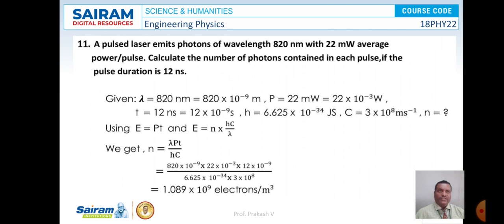So we know that N is equal to lambda Pt by hc. This is derived from the equations E is equal to Pt and E is equal to N into hc by lambda. So the value of N can be written as lambda Pt by hc. By substituting the values of lambda, P, t, h and c here, the value of N will be calculated as 1.089 into 10 to the power 9. So that is the number of photons contained in each pulse, 1.089 into 10 to the power 9.